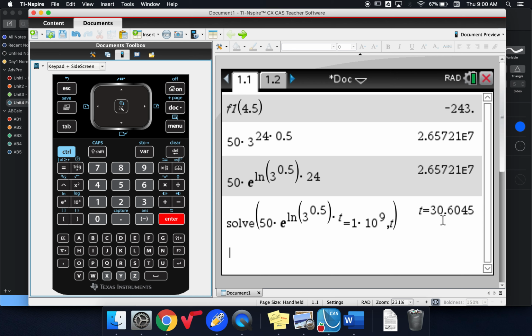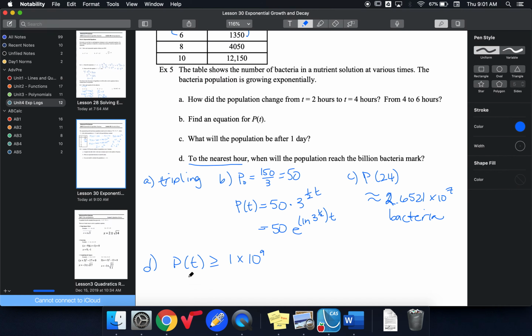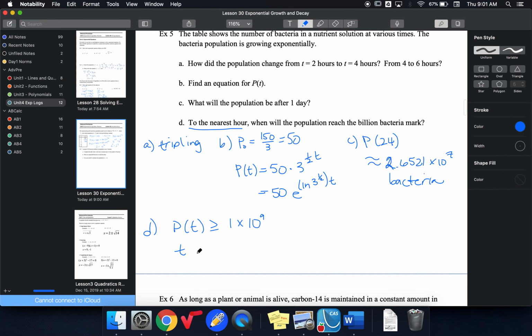Well, if I want it to the nearest hour, I'm going to say 31 hours because at 30 hours, I haven't actually reached a billion yet. So t has to be equal to 31 hours.